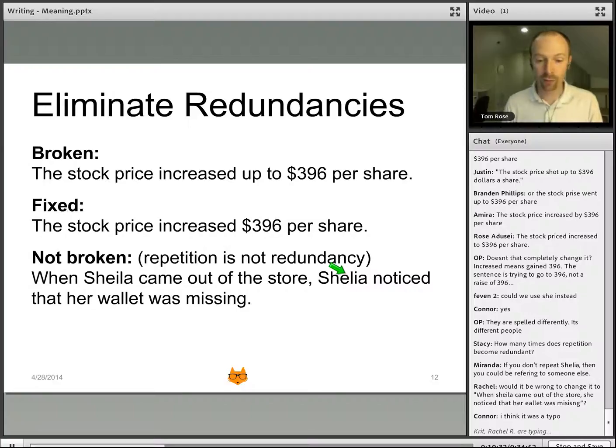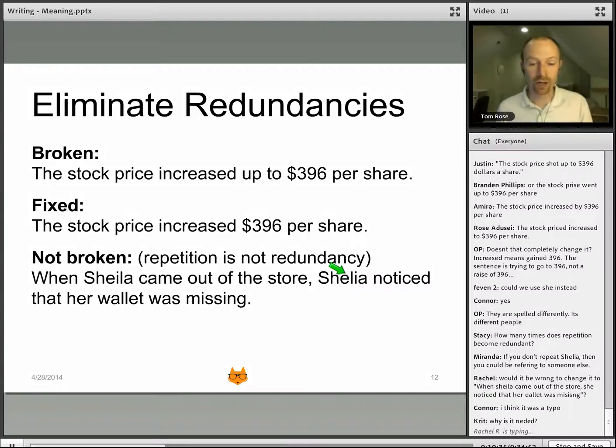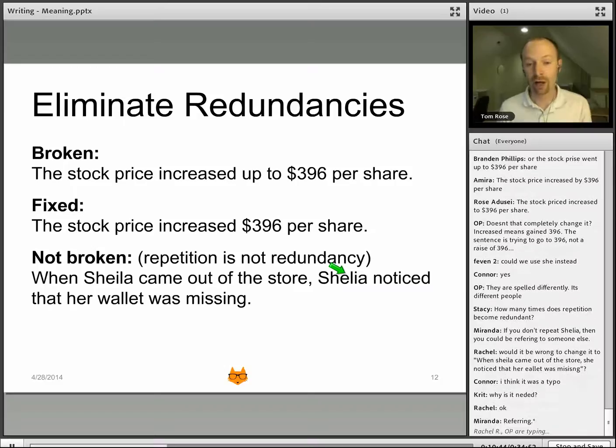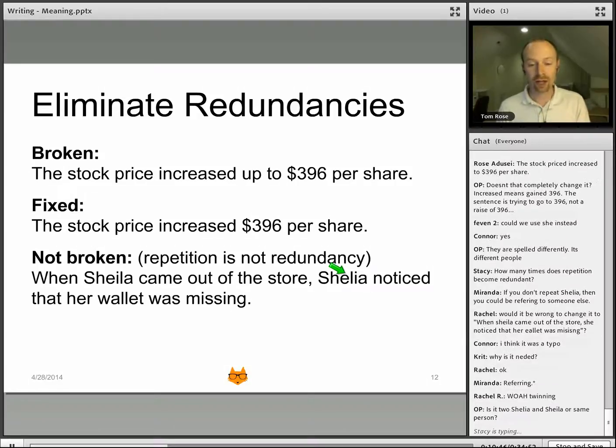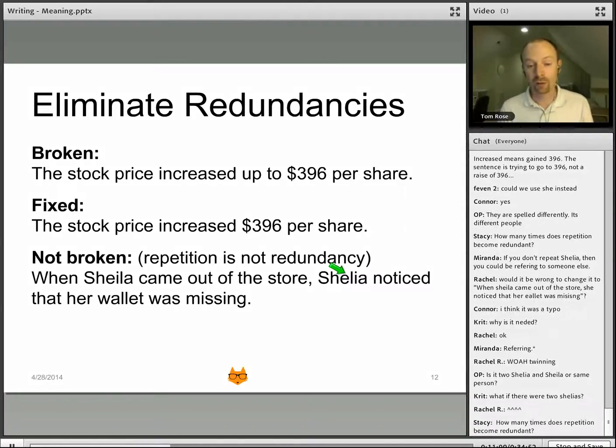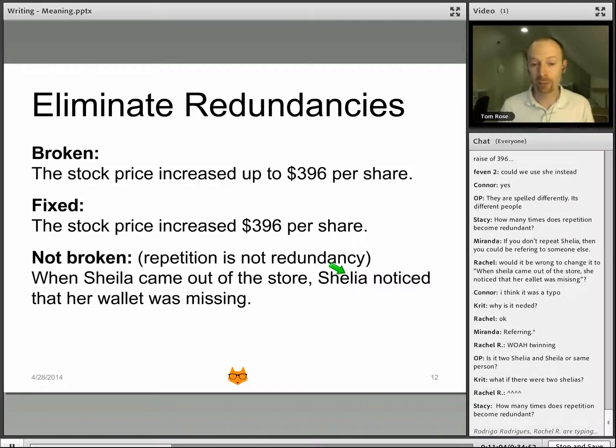Rachel's saying, would it be wrong to change it to, when Sheila came out of the store, she noticed that her wallet was missing? Rachel, that would not be wrong. That would also be correct. And what you're doing is what most people do, which is taking out one of the Sheilas and using a pronoun. We covered pronouns on another day, but one of the reasons we use pronouns is to make sentences sound better. But pronouns don't typically fix redundancy problems. They just make sentences sound better, but they're not more clear. And if you don't use a pronoun, if you repeat the noun, which is your other option, that's completely acceptable and it is not redundant.